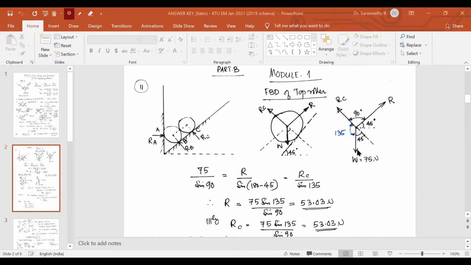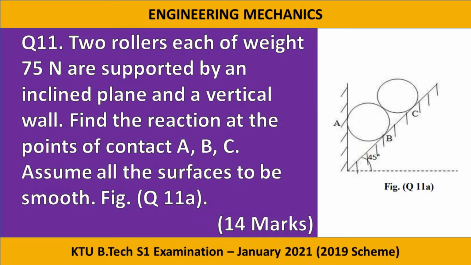So I'll pass on to module 1, part B. First question, that is the 11th question. Two rollers, each of weight 75 Newton, are supported by an inclined plane and a vertical wall. Find the reaction at the points of contact A, B, and C. Assume all the surfaces to be smooth. So this is the question.